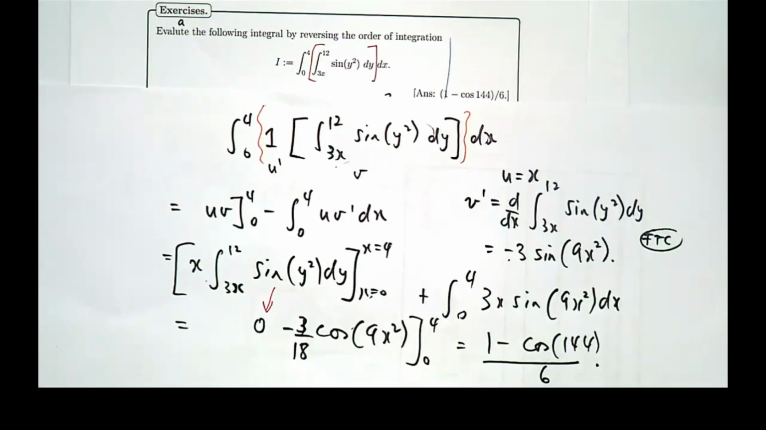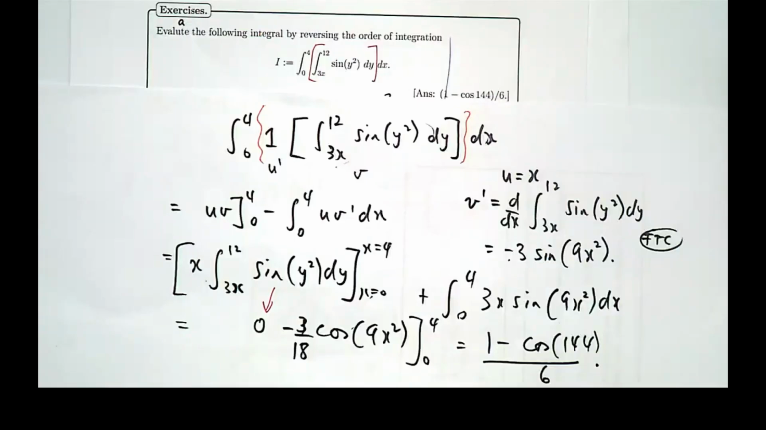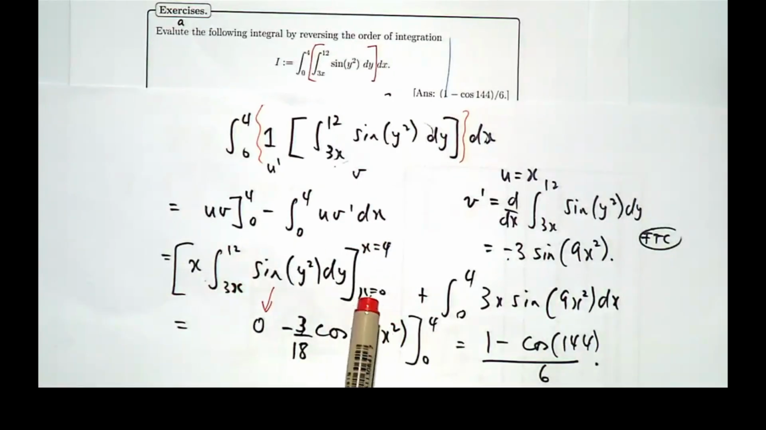All right, what's happening at home? This is great. I think I blanked out while you were doing the integration by parts. Yeah. How did you do it? Well, let me put this back. So this is the thing you're talking about, right? If you put in x equals 4, you're integrating from 12 to 12. That's 0. And if you put in x equals 0, you're multiplying by 0. So it has to be 0. Okay?